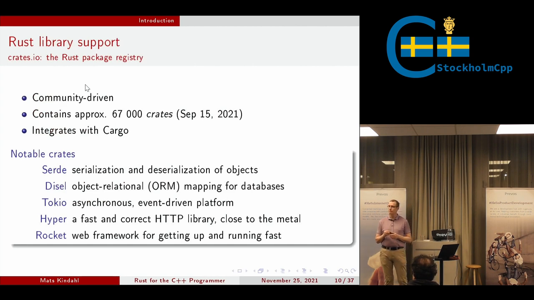Rust library support exists. It has a very large body of libraries, roughly 67,000 last time I looked. It grows all the time. It's called crates.io. Some notable examples are Serde, which is done for serialization and deserialization, mainly when you want to send things over the network. You have Diesel, which integrates with databases, so you can have an ORM layer. You have Tokio, which is the biggest library right now to use the asynchronous model for programming, and it's an event-driven platform. It's quite efficient, actually. And then you have Hyper and Rocket, which are intended for HTTP. So this is a few examples, but there's a lot more.